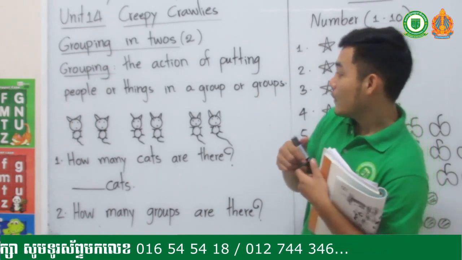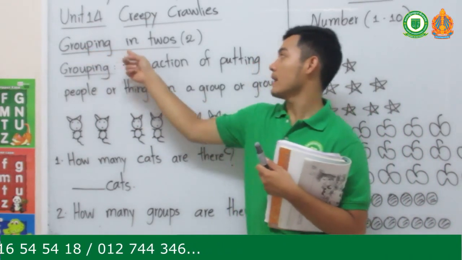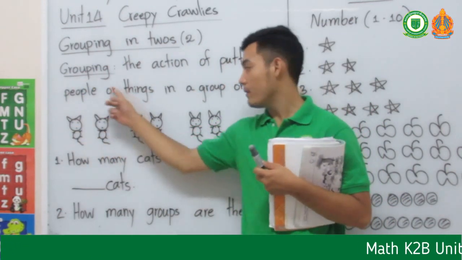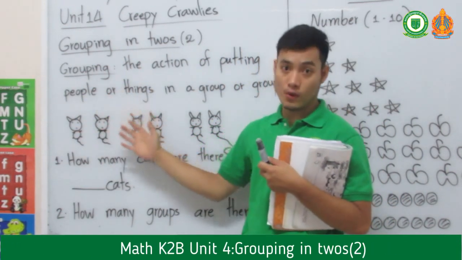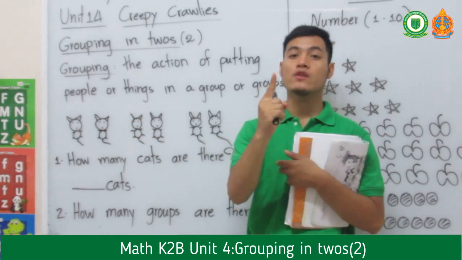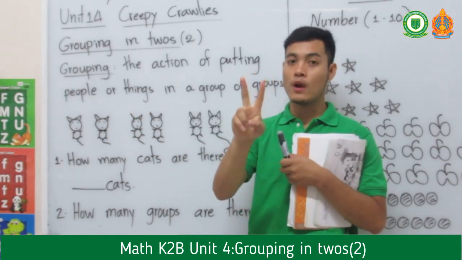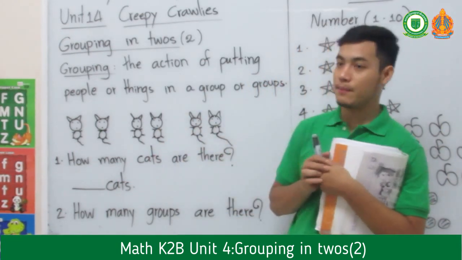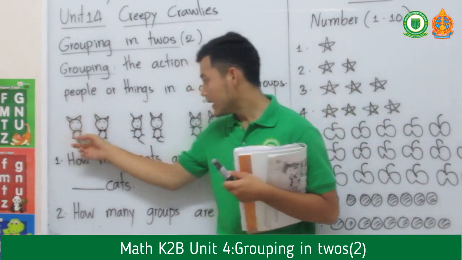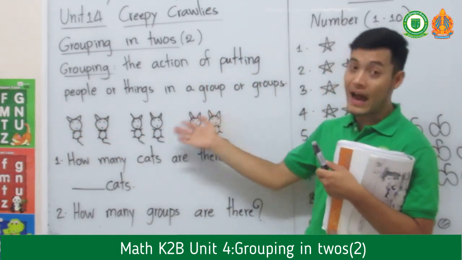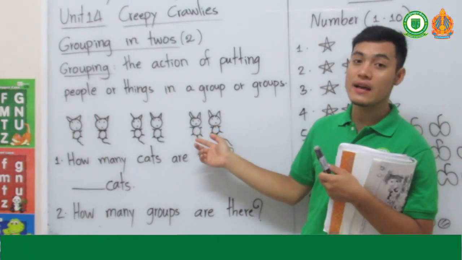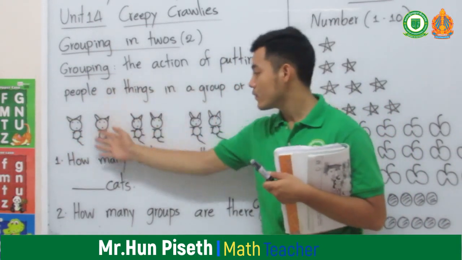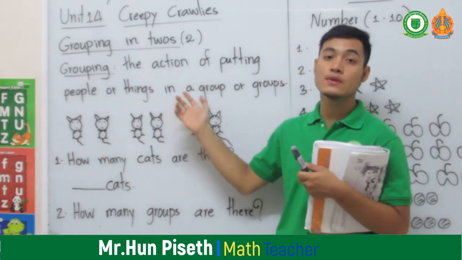So it's similar to grouping in twos. It means you need to group the objects or things or people in many groups, but make sure in one group there are only two people, or only two things. So here is the example. Look here, what are these? They are cats. Here, I want you to group the cats into twos.